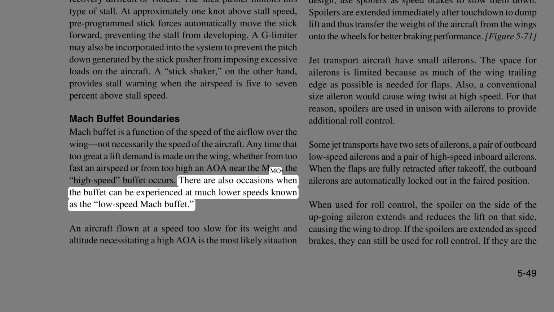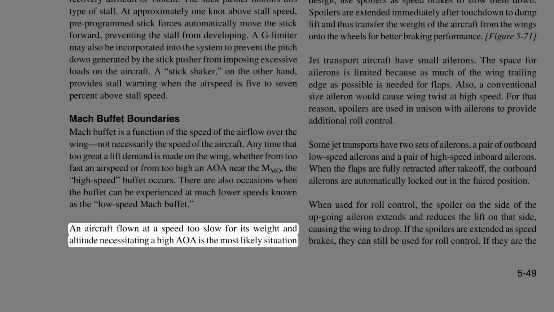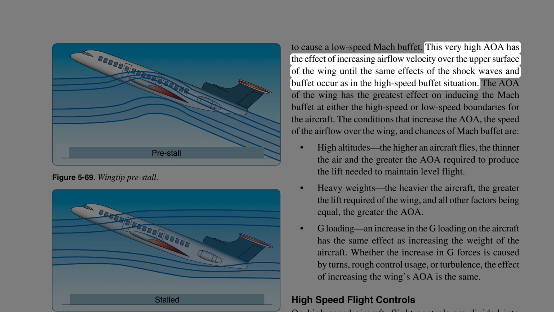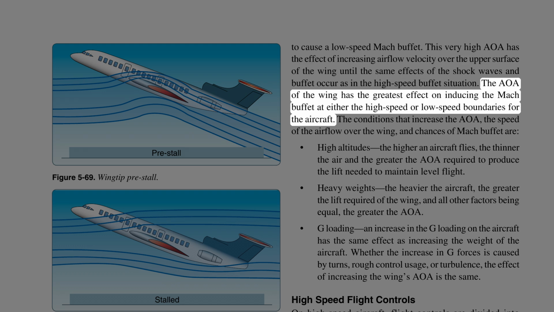There are also occasions when the buffet can be experienced at much lower speeds, known as the low-speed Mach buffet. An aircraft flown at a speed too slow for its weight and altitude, necessitating a high AOA, is the most likely situation to cause a low-speed Mach buffet. This very high AOA has the effect of increasing airflow velocity over the upper surface of the wing until the same effects of the shock waves in buffet occur as in the high-speed buffet situation. The AOA of the wing has the greatest effect on inducing the Mach buffet at either the high-speed or low-speed boundaries for the aircraft.